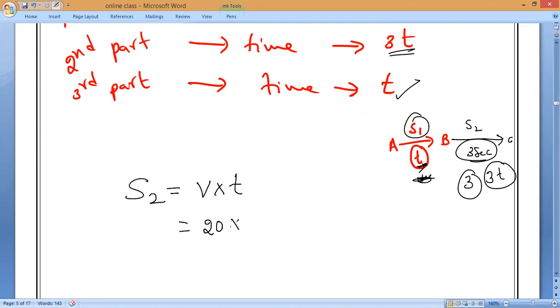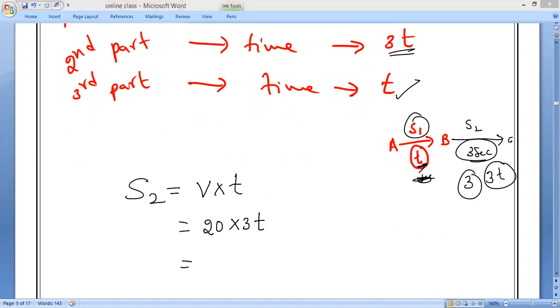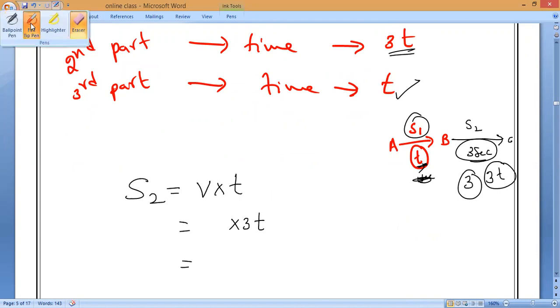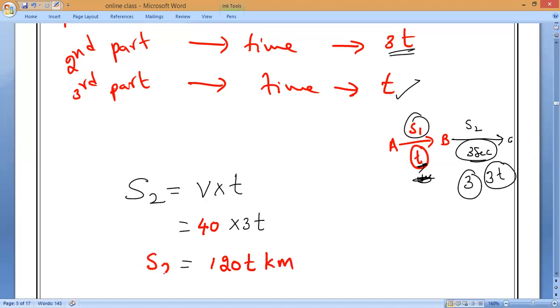So 20 times, time will become what? 3t. So now how much will it become? Tell me. What is the velocity? It is 40. Sorry, I forgot. So what is the velocity? 40, it is 40 velocity, they have given. So 40 into 3, how much? 120. So this is S2.